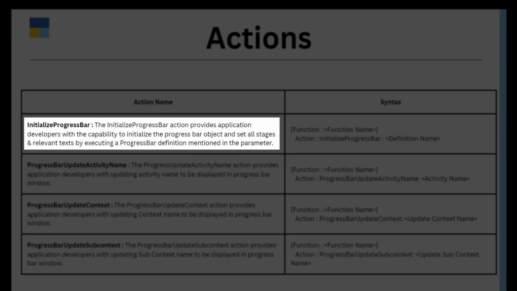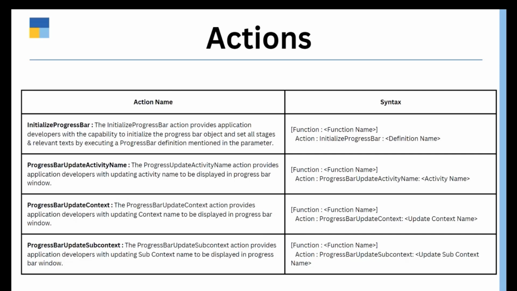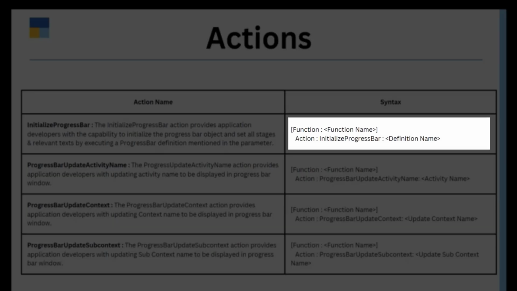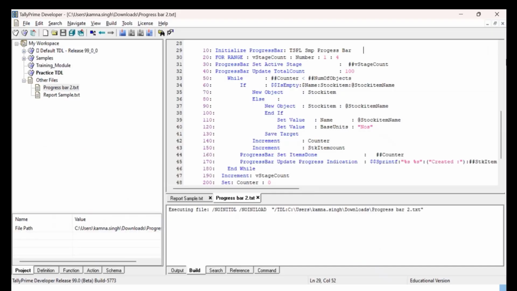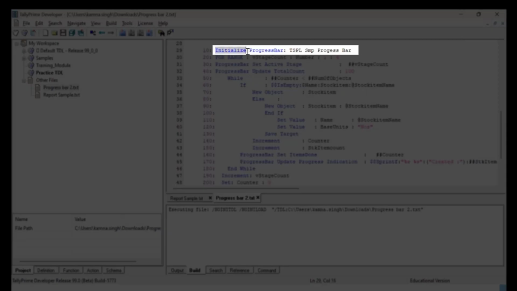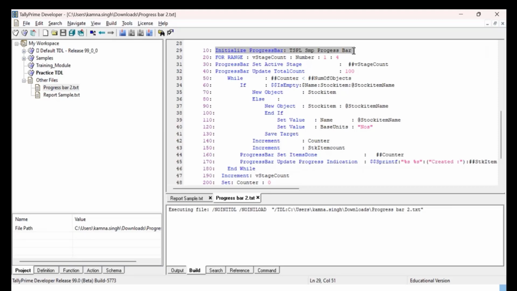The first one being initialize progress bar action, which allows developers to set up the progress bar object and define its stages and relevant text using a progress bar definition specified in the parameter. The syntax of the same is displayed on the screen. As in the code, you can see that TSP_LSMP progress bar has been initialized as an object for the progress bar.